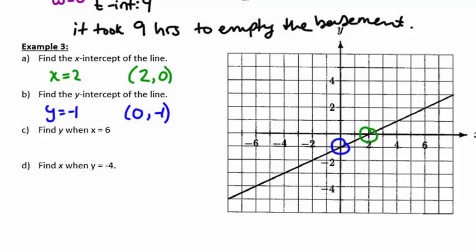Find y when x is 6. When x is 6, y is 2. And find x when y is -4. So make sure you don't look where x is -4. Look for where y is -4, and x is -6.